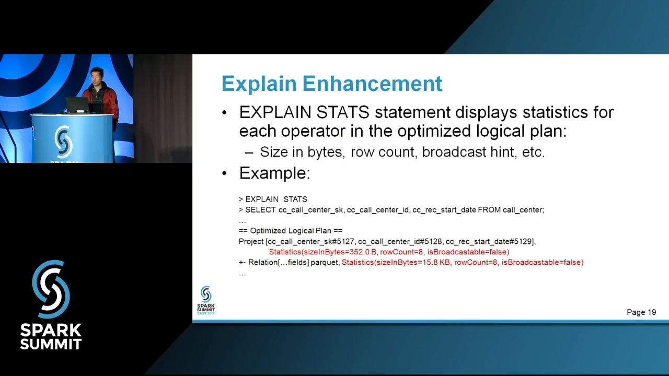In order to better understand plan selection and inspect the statistics in each operator, we also enhance the explain statement so that it can display statistics for each operator. Statistics include size in bytes, row count, and broadcast hint. In the following example, we can see that in the optimized logical plan, in each node we have some readable information about its statistics. For example, for the project node, we know that its output size is more than 300 bytes, and it has only 8 rows.